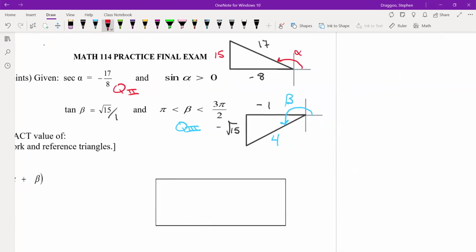Maybe should write out the Pythagorean theorem that I was using. This is y squared plus 8 squared is 17 squared. And down here we had 1 squared plus 15 is c squared. It should be a little more clear on that. This is the review for the final exam. This is square root 15 squared.